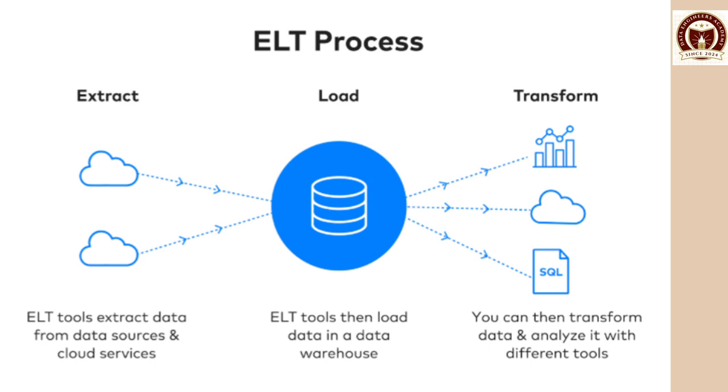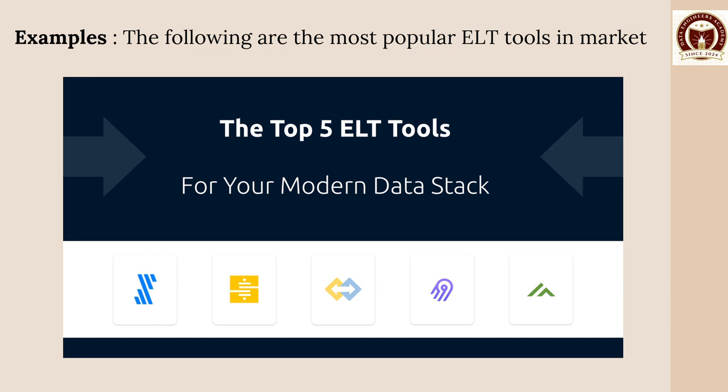This image gives us a brief explanation of the ELT process. As we can see here, the data is extracted from multiple data sources and directly loaded into the data warehouse. Then the transformations are performed on the data according to requirements and the data is used for analysis, business intelligence, dashboards and reporting purposes. In this image, we can see the best ELT tools available in the market. They are Fivetran, Stitch, Airbyte, Hevo Data, Matillion, etc.